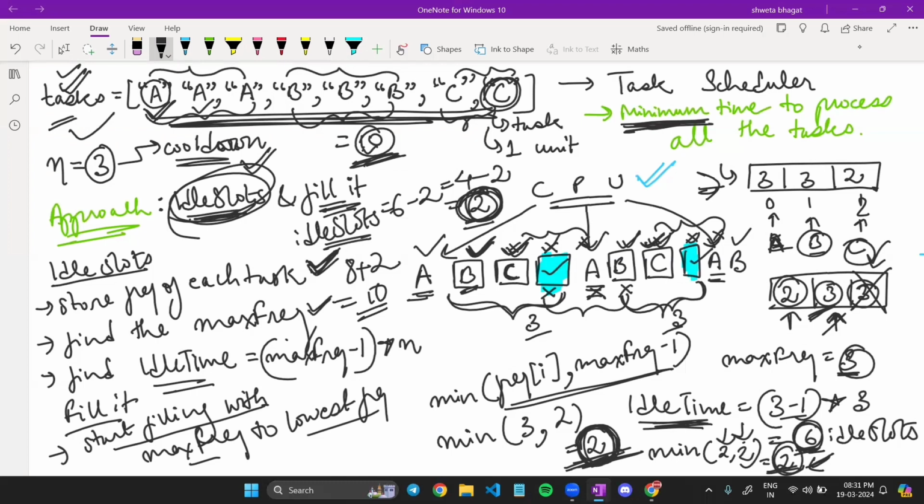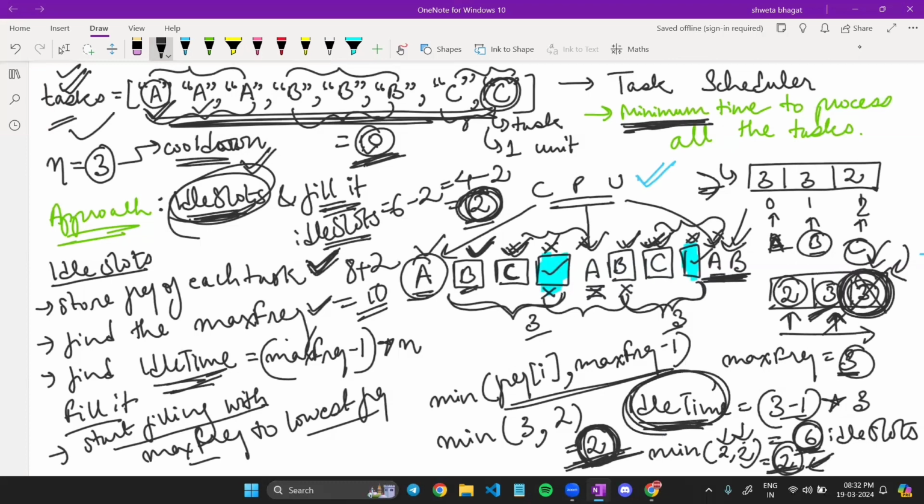The reason is that if we use max frequency to find out the idle time, or the idle slots, then it is pretty sure that that element would be the last element to be processed by the CPU, correct? So what we did, we simply sorted this array in ascending order so as to get the max frequency. And what would be the max frequency? The max frequency would be the last element because it's sorted in ascending order, right?